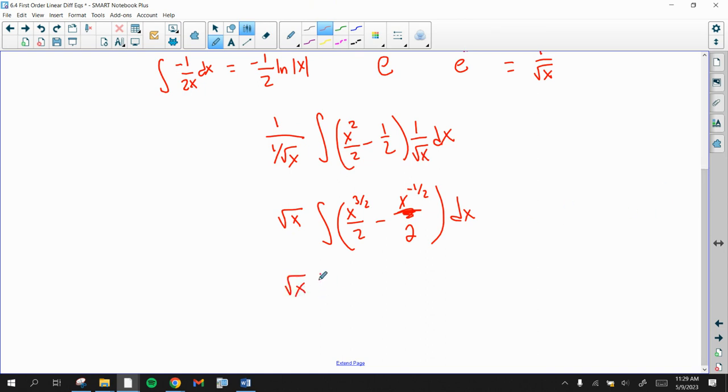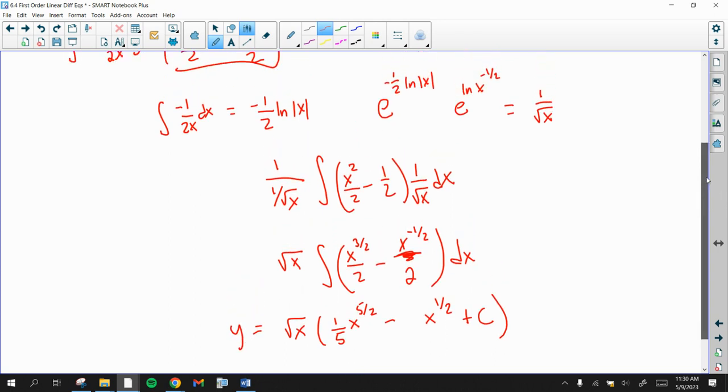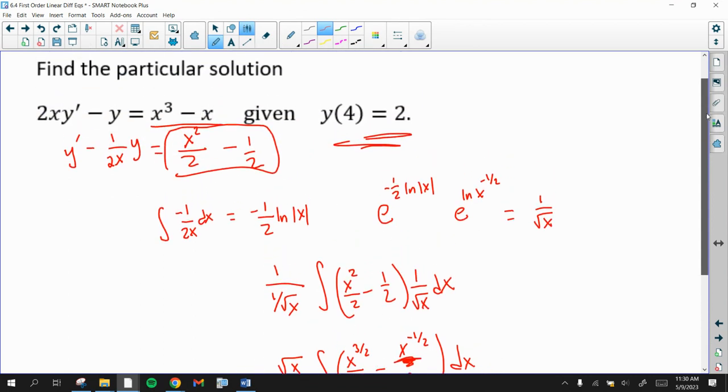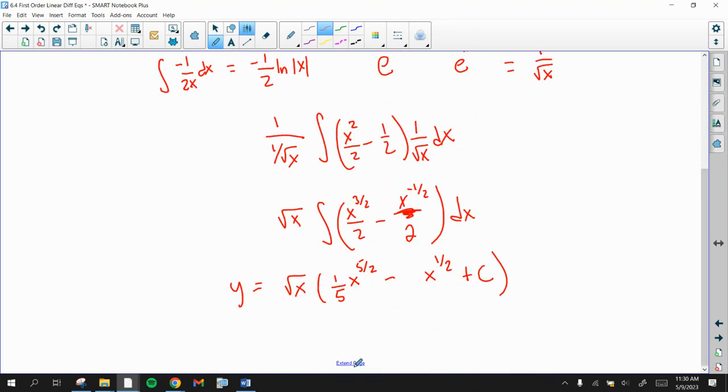So I have root of x times, this is x to the 5/2 times 2/5, which would be 1/5 out here, and x to the 1/2 times 2. That worked out nicely, and a plus c. So that's what y equals. I know I have initial conditions, so I'm going to use that right now. We have y of 4 equals 2.